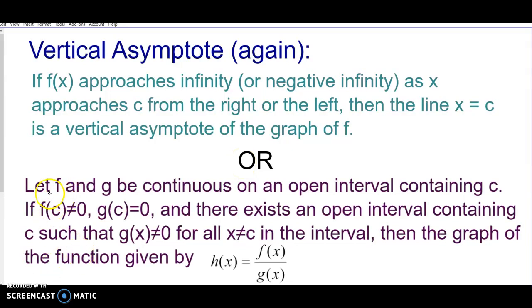Another way we can think about it is let f and g be continuous on an open interval containing c. If f of c is not 0 and g of c is not 0, then there exists an open interval containing c such that g of x is not equal to 0 for all x not equal to c in the interval, then the graph of the function given by h of x equals f of x over g of x. This is just kind of relating it to the idea of being a rational function.